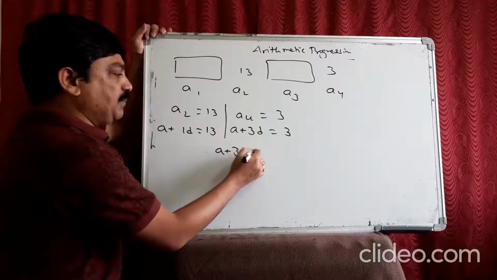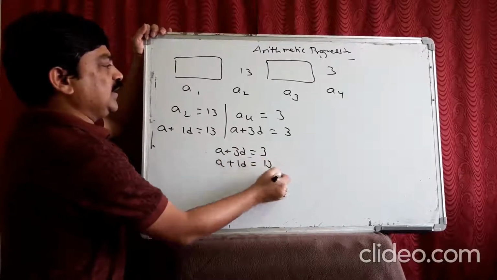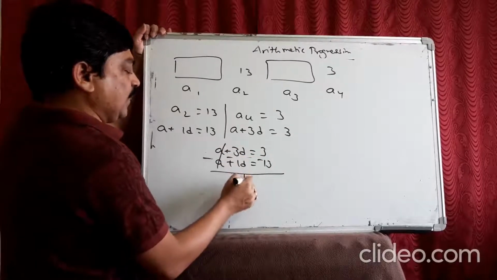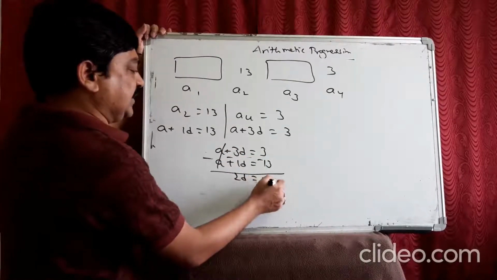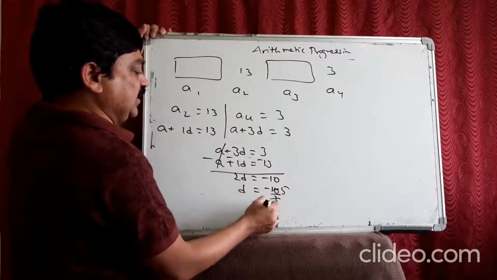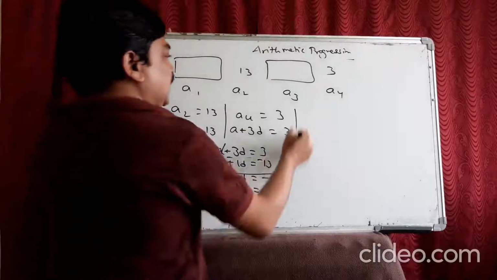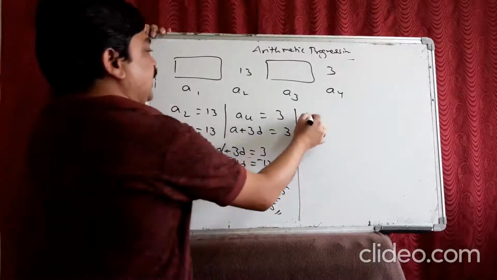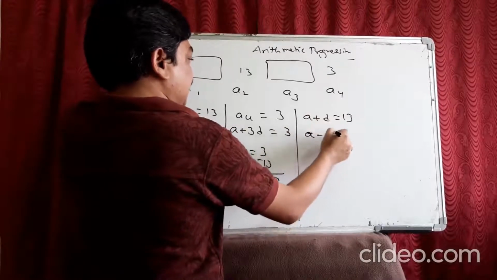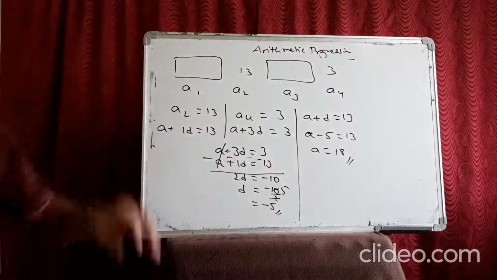Now we apply the pair of linear equations elimination method. Subtract and change the signs. 2d is equal to minus 10. d equal to minus 10 by 2. d is minus 5. After getting d, find out a. Take any one of them. a plus 1d is 13. So a minus 5 is 13. a is equal to 18.